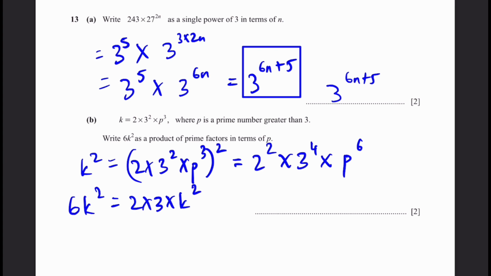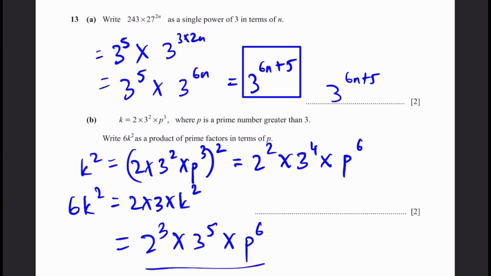Converting to prime factors. So that will be equal to 2 cubed, as we multiply by 1 more 2, multiplied by 3 to the power of 5, as we multiply by 1 more 3, multiplied by p to the power of 6. There's no more p's. So this is the answer. 2 cubed into 3 to the power of 5 into p to the power of 6.